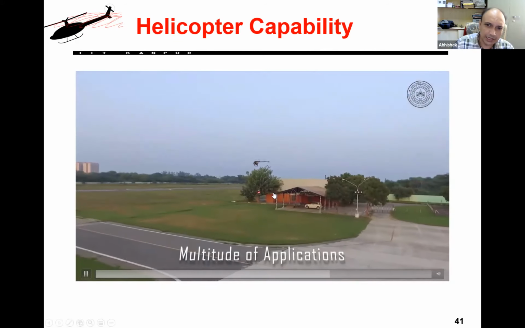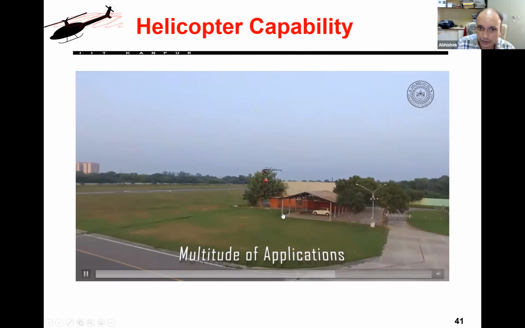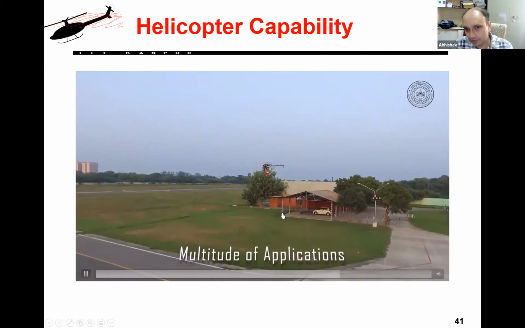Apart from that, we have integrated winches at one point of time for it to pick up cargo and drop it in a controlled manner.